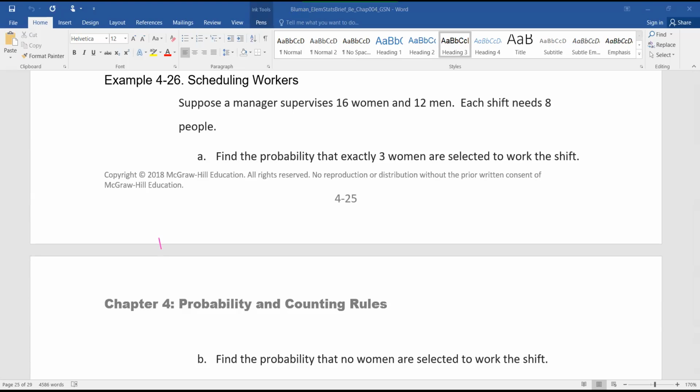But if we're trying to find the probability that exactly 3 women are selected to work the shift, does order matter? No, it doesn't. I'm just trying to get 3 women. That is a good point. It doesn't matter because I just need 3 women and 5 men. So if I want exactly 3 women, what does my 3 represent? R. And then my N would be what?